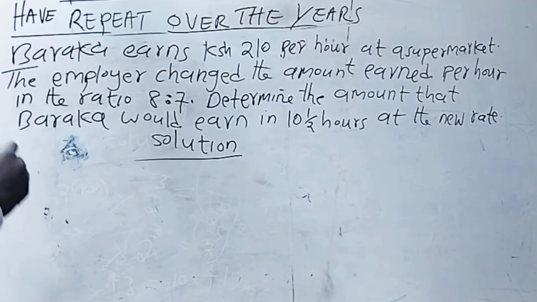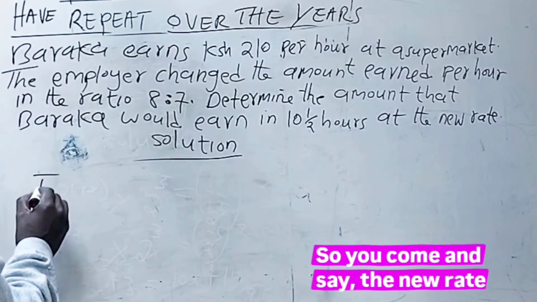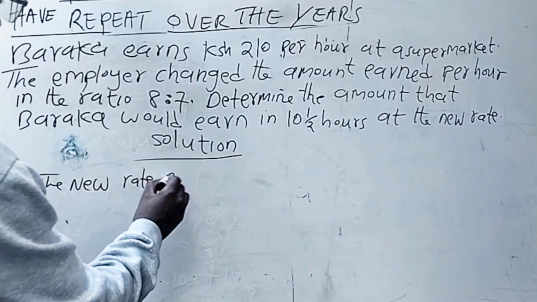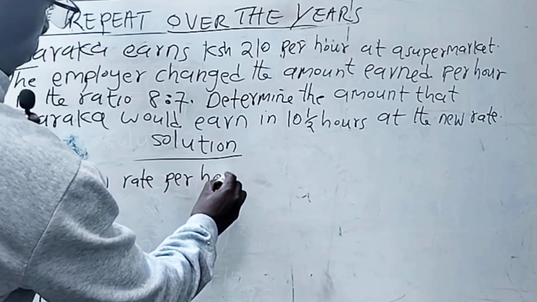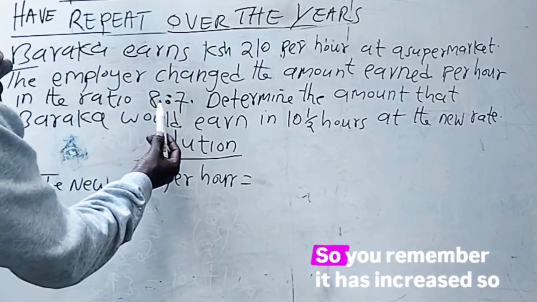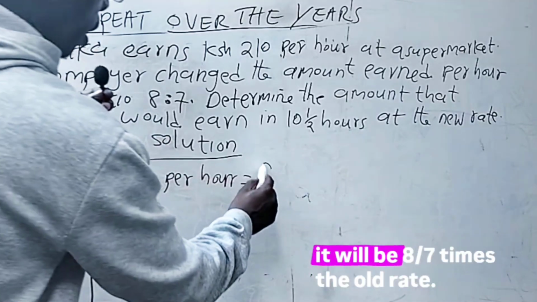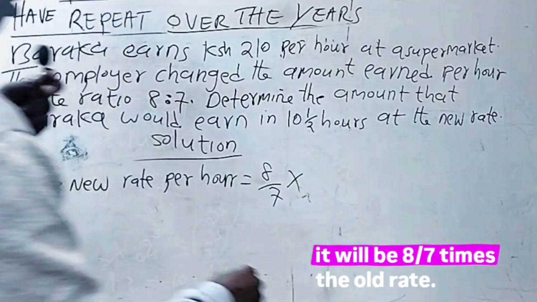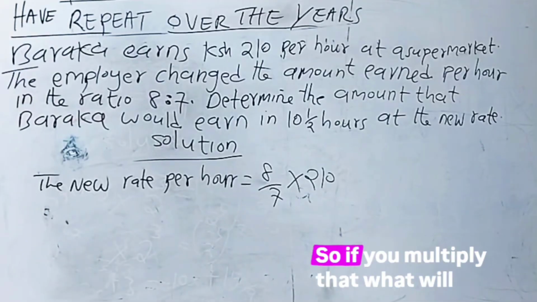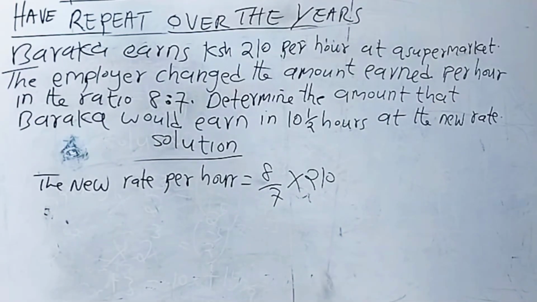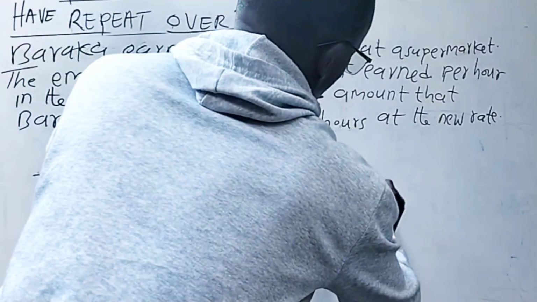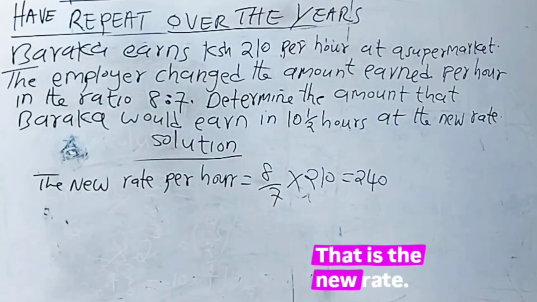It is very simple. So you come and say the new rate per hour is equal to this ratio. We express it as a fraction. So you remember it has increased, so it will be 8/7 times the old rate. Old rate is 210. So if you multiply that, what will you get? You will get 240 shillings. That is the new rate.